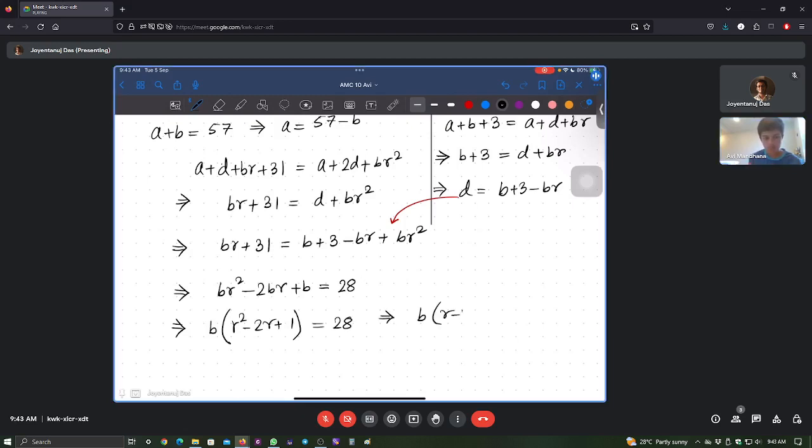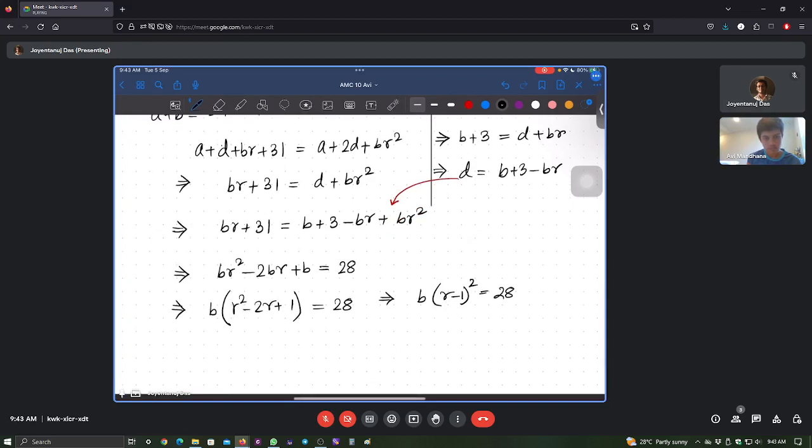So that gives you (r minus 1) whole squared, right? So this much you have. Now you have to do casework, since there will be multiple options, at least at this stage, because I don't have a definite equation for b and a definite equation for r.